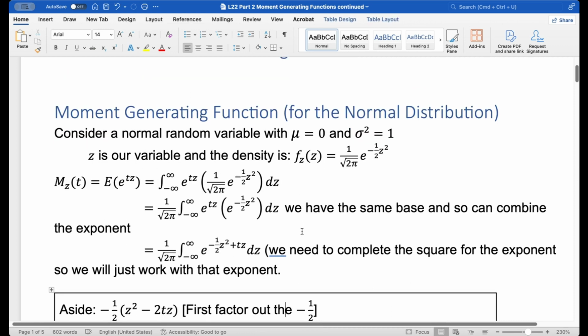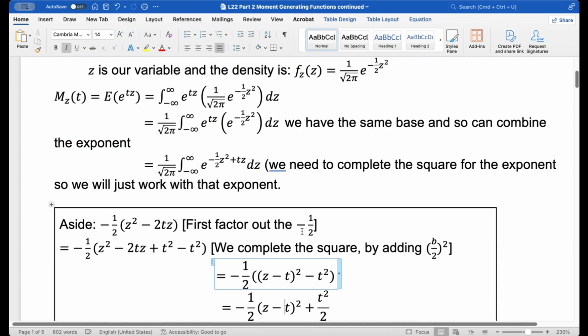And then we have to complete the square on this expression. So I'll just briefly go through that algebra. We factor out a negative 1/2, leading to this second term having a coefficient of minus 2. So we get negative 1/2, parentheses z squared minus 2tz, and then we're going to complete the square. We take half the middle term here, so 1/2 of the negative 2t, and we square that. So we're going to be adding and subtracting t squared to complete the square.